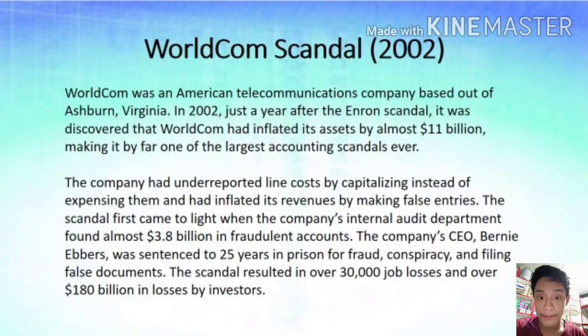The scandal first came to light when the company's internal audit department found almost $3.8 billion in fraudulent accounts. The company's CEO, Bernie Ebbers, was sentenced to 25 years in prison for fraud, conspiracy, and filing false documents. The scandal resulted in over 30,000 job losses and over $180 billion in losses by investors.